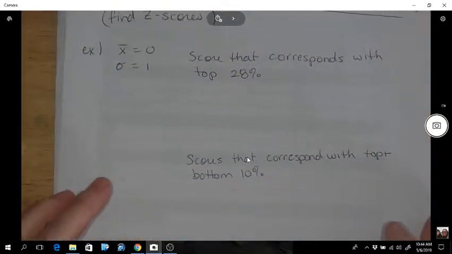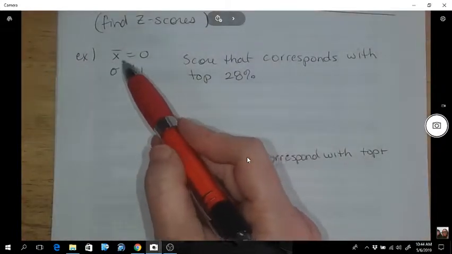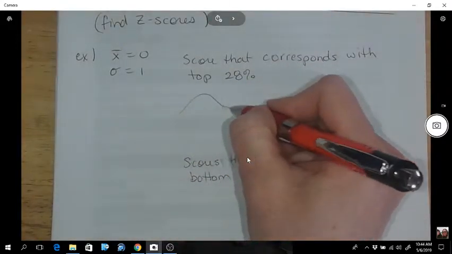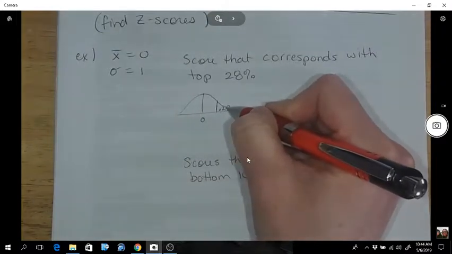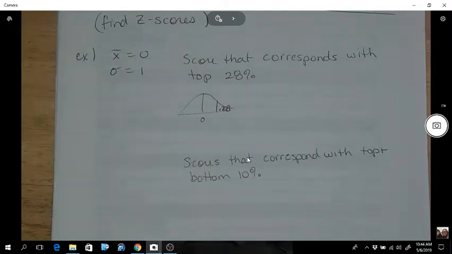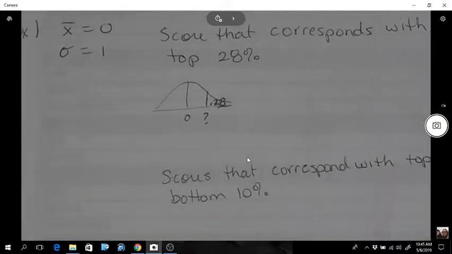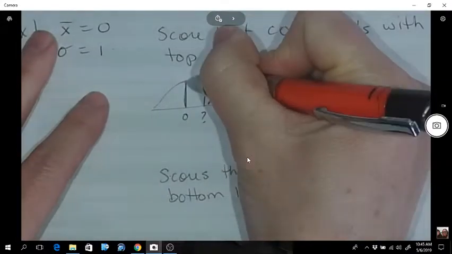Okay, so these first two examples, I am going to actually give you the standard curve. So you have a mean of 0, standard deviation of 1. Find the score that corresponds with the top 28%. Okay, so we have our 0 there. What we are considering would be that our curve needs to look like that. And we want to know this score. And then there's going to be a 28% above that score. Does that make sense? So on our chart, we're actually going to be looking up what number.